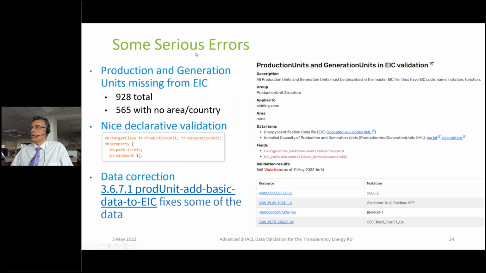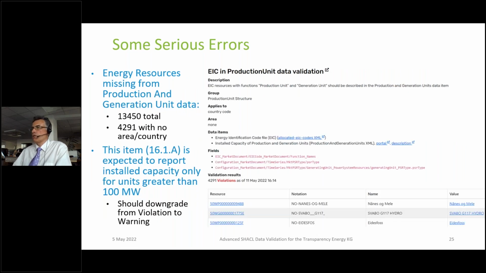Now there are somewhat more serious errors. We found 928 production and generation units for which we have information regarding installed capacity and voltage and what are the generation units in that power plant, but we do not have them in the EIC file. And the EIC file is supposed to carry the basic information. So why is it missing? We make a data correction that adds the basic data based on the data that we have from the production file.